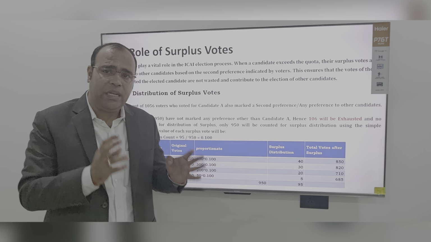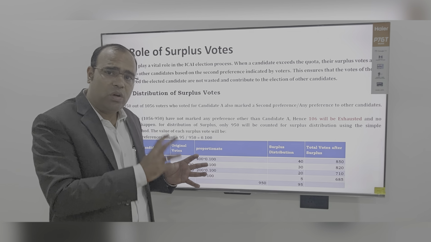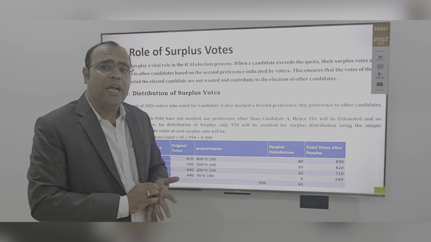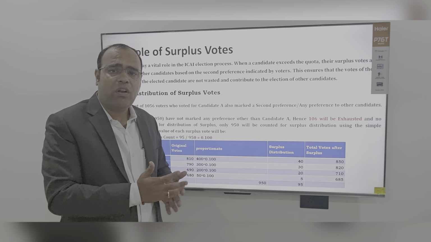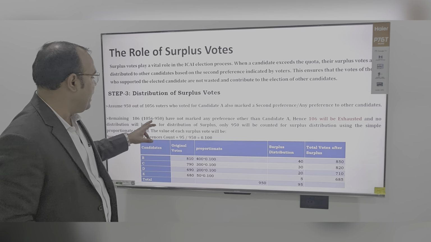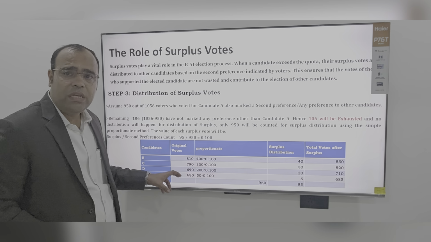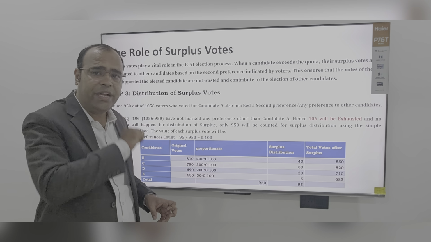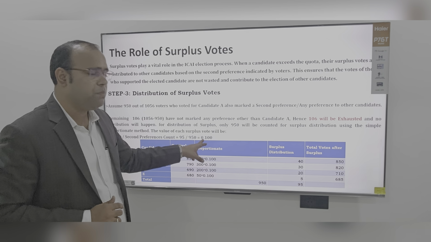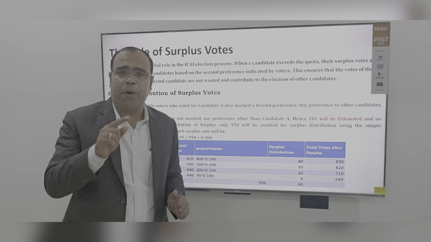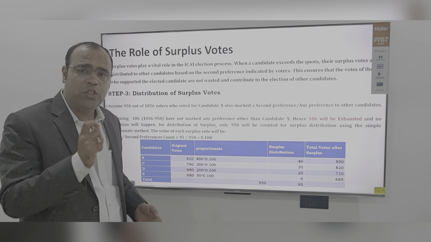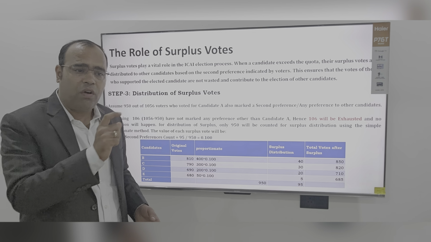So what we will do, then in our case, 950 is the voters who give some other preferences apart from candidate A in different orders. So 106 will be exhausted and 950 will be used for distribution of 95. So 95 divided by 950, our proportionate ratio is 0.1. So 0.1 will be a fraction which will be used to distribute 95 for all the voters.